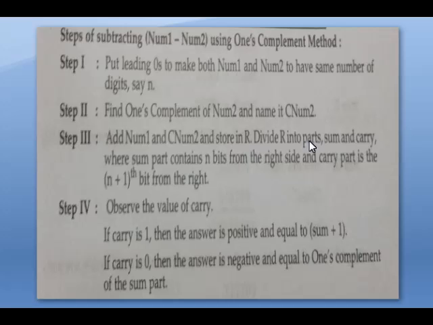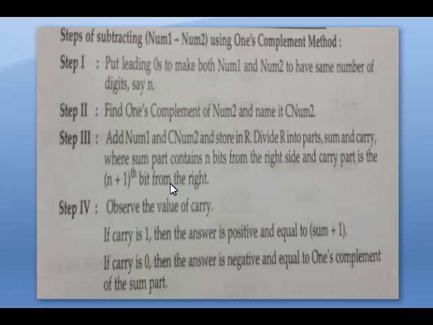Divide R into two parts, that is sum and carry, where the sum part contains n bits on the right side and the carry part is the n plus 1th bit. We already know what sum and carry are. If the number of digits exceeds the sum's digits, that extra digit is the carry.